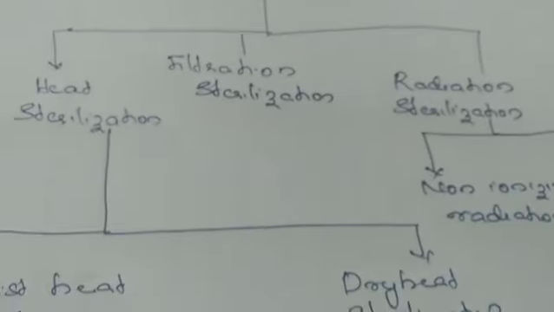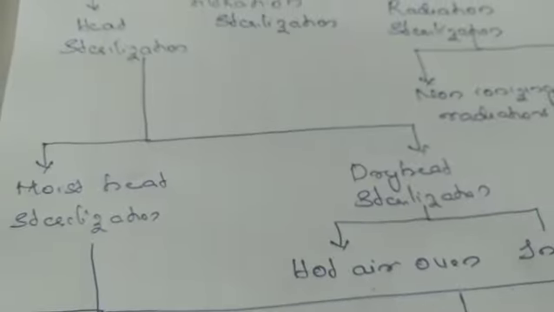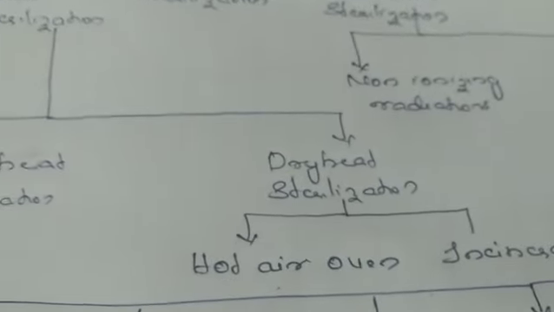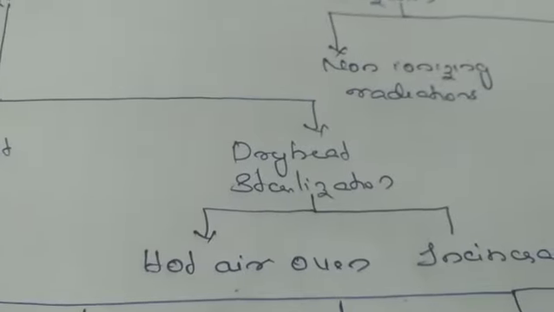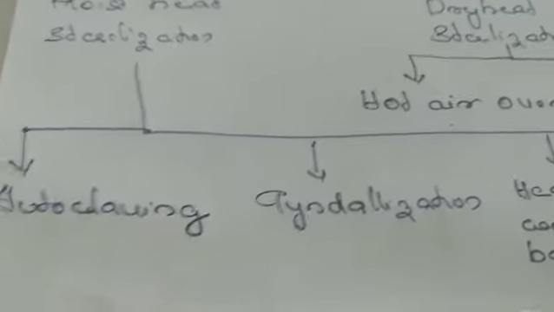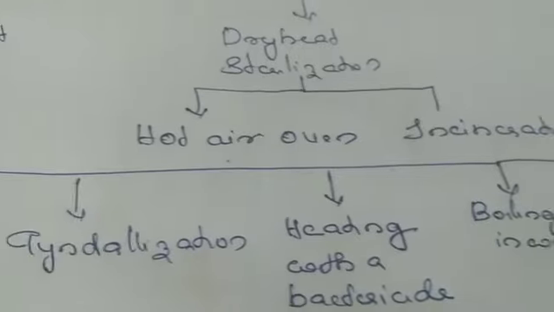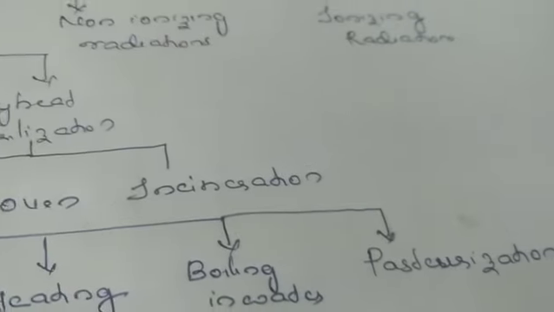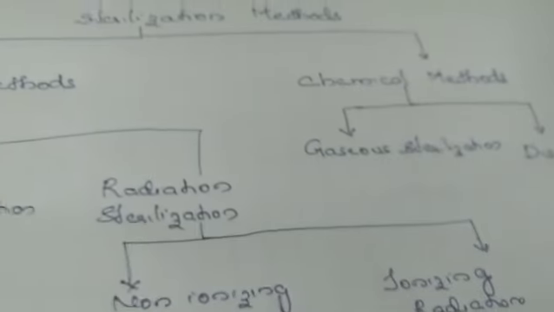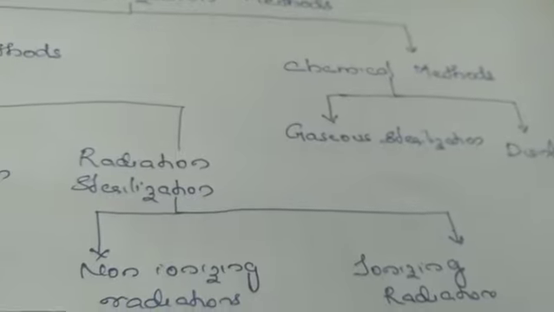Heat sterilization may be further classified into two types, moist heat sterilization and dry heat sterilization. Dry heat sterilization again classified into two types, hot air oven and incineration. Moist heat sterilization further classified into autoclaving, tyndallization, heating with a bactericide, boiling water and pasteurization. Then chemical method of sterilization may be classified into two types, gaseous sterilization and disinfection.